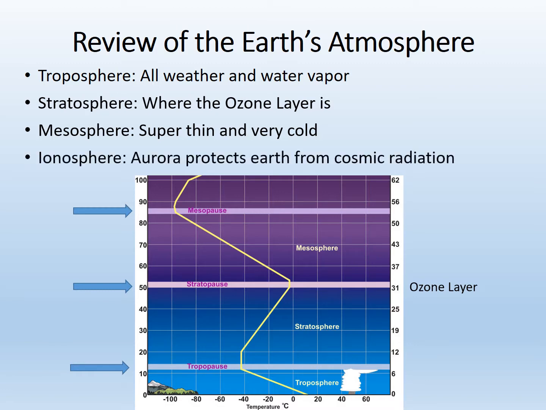But then there's another critically important layer near the top of the atmosphere at the edge of space called the ionosphere. This is a layer that protects the Earth from cosmic radiation, blocking X-rays, gamma rays, and particles from the sun.